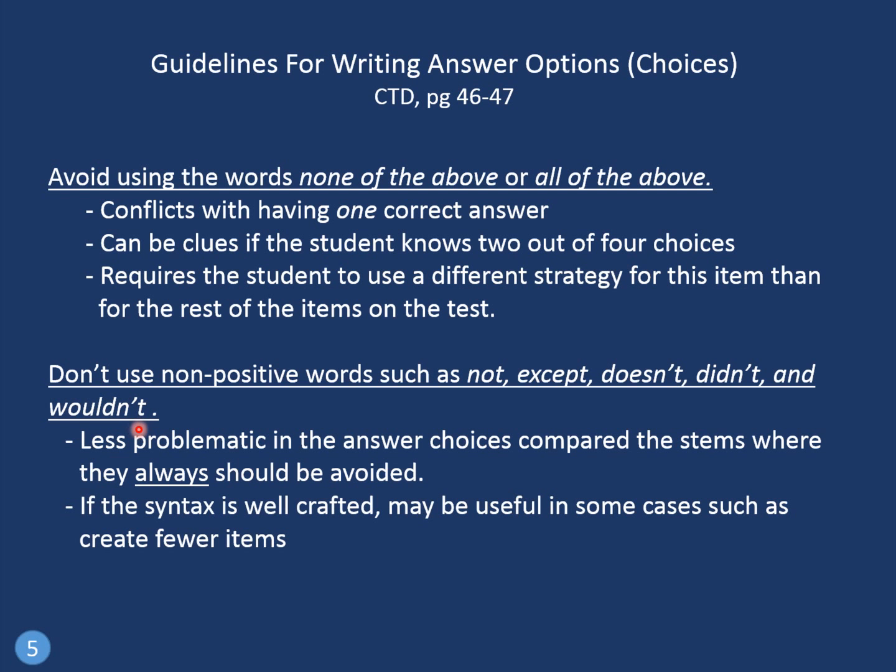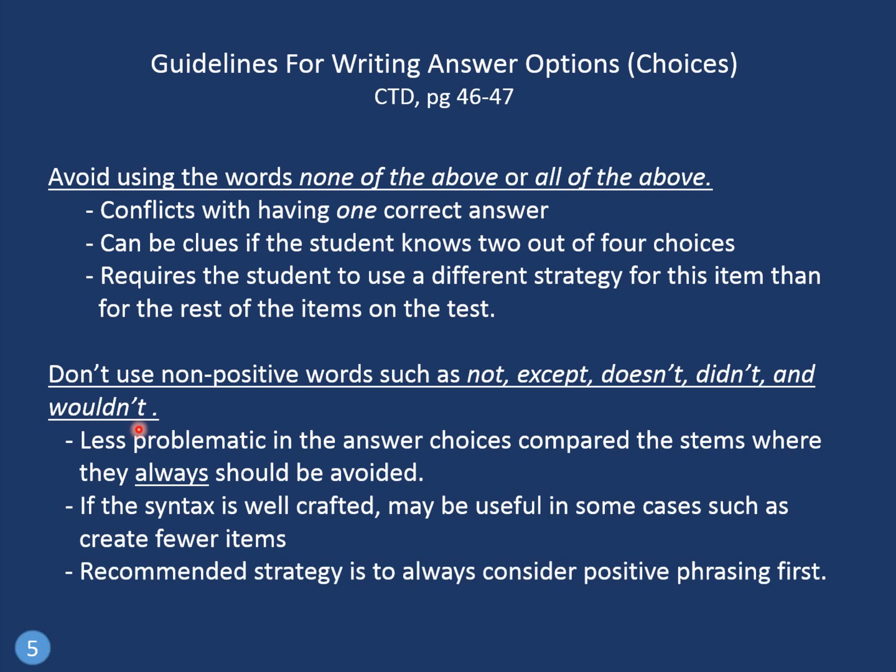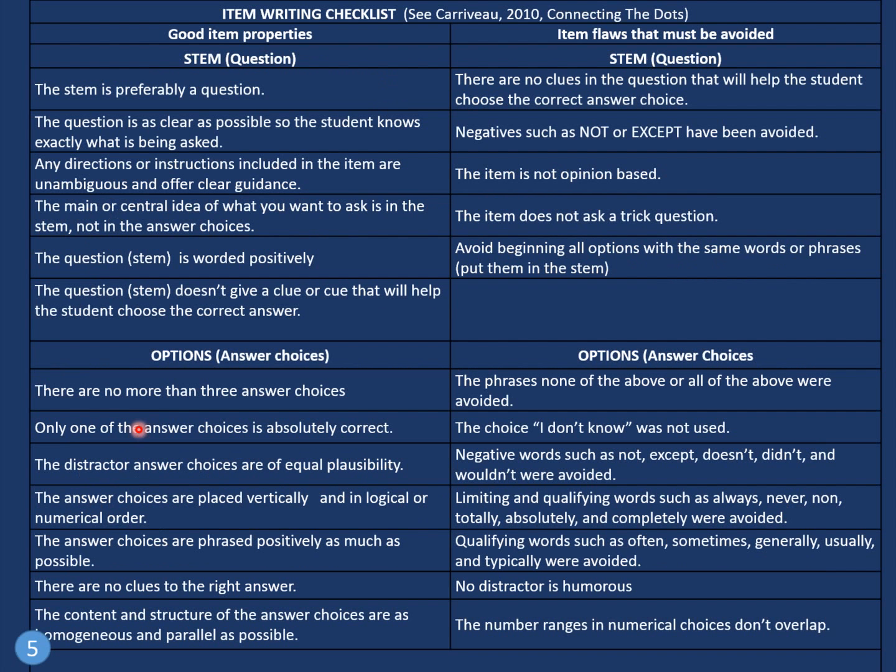They're a little less problematic for an answer choice compared to a question or a stem, but they should be avoided. Sometimes you might have a case where you really need them. If you're ending up having to write many, many extra items rather than using one of these, if it's well done, you could probably still come out with a decent item. The recommended strategy, though, is consider positive phrasing first.